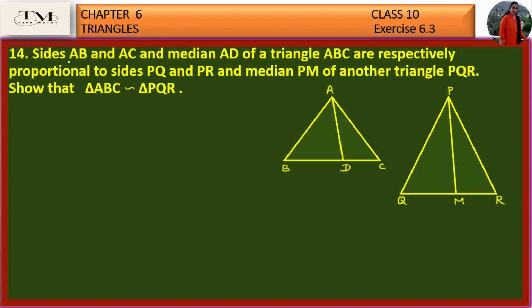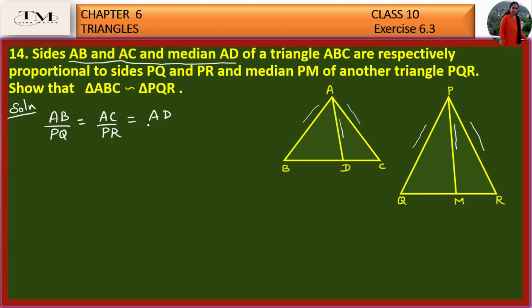So what is given? AB, AC and median AD in this triangle, and PQ, PR, PM in this triangle. So these three sides are proportional. So let me start the solution by writing the given, that is AB by PQ is equal to AC by PR equal to AD by PM. So this is given.